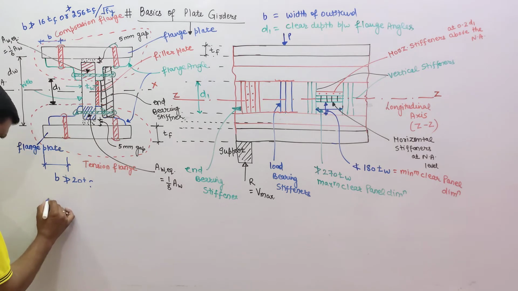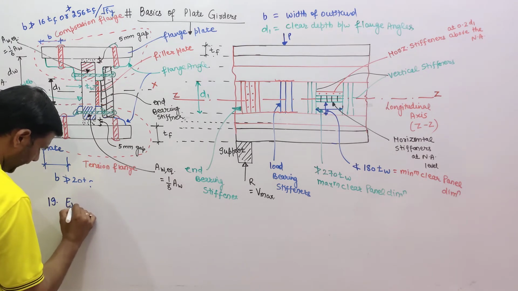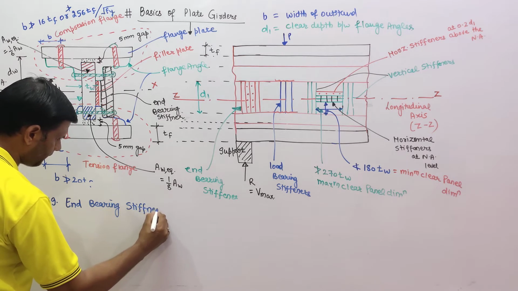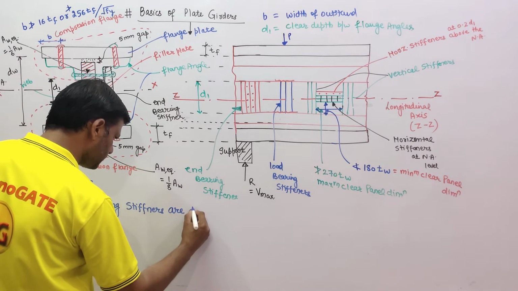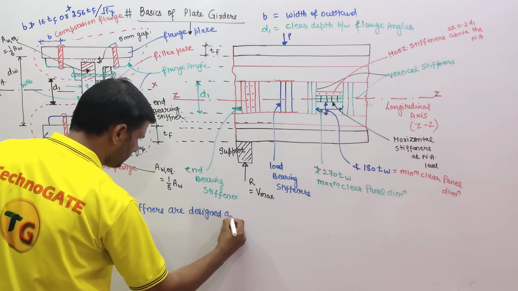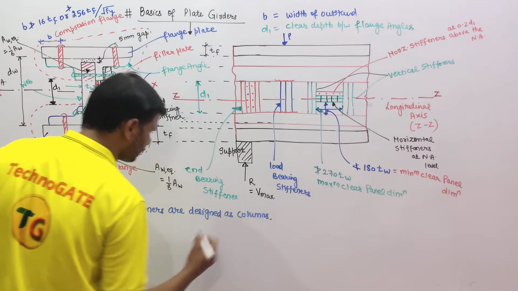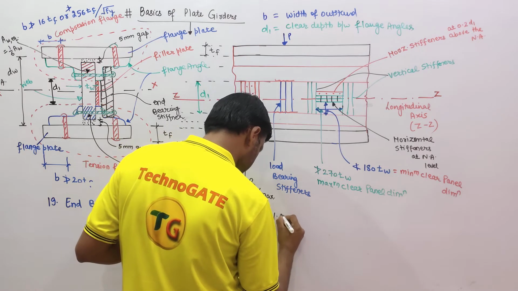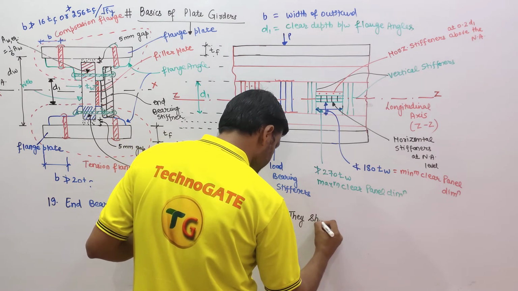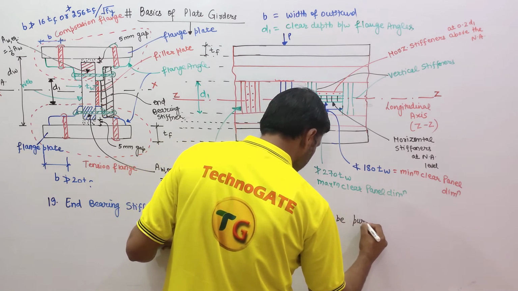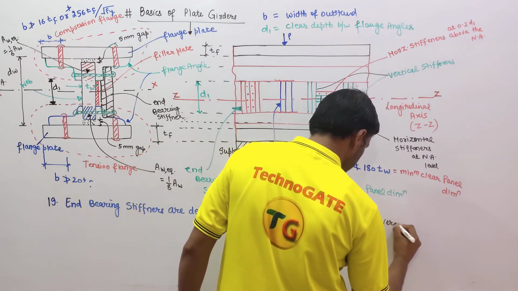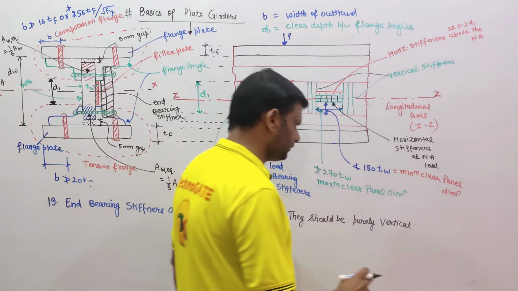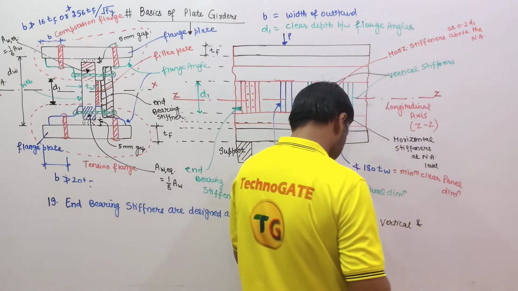Next is point number 19. End bearing stiffeners are designed as columns. That is, they should be purely vertical, and they should not be joggled.